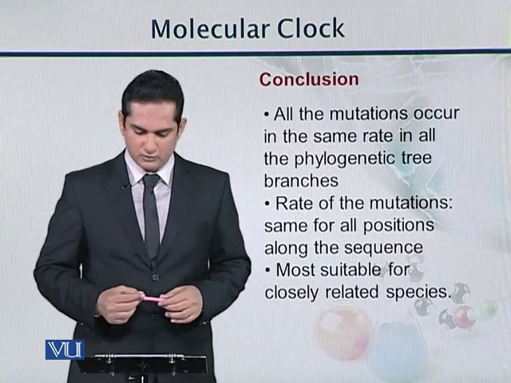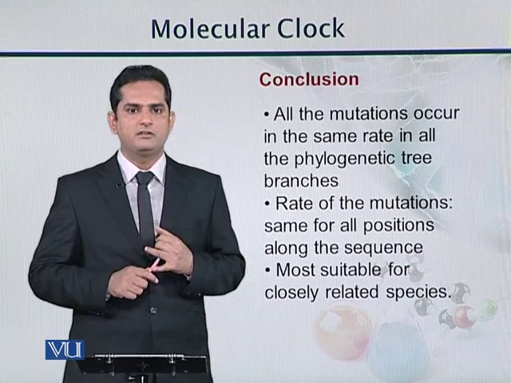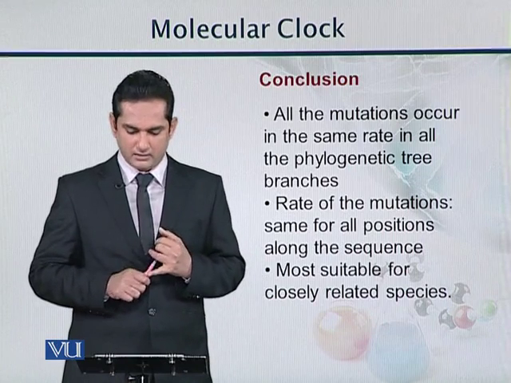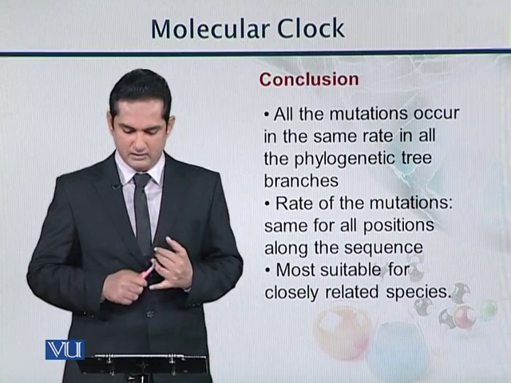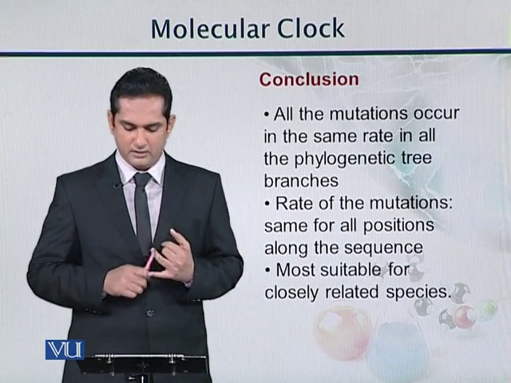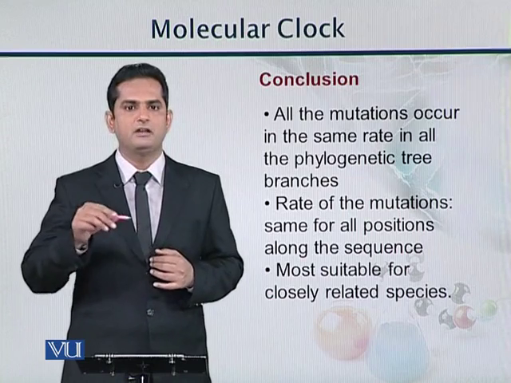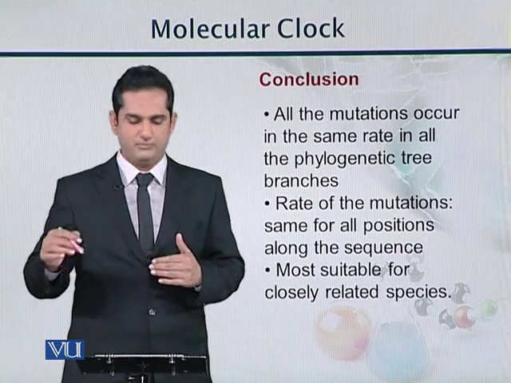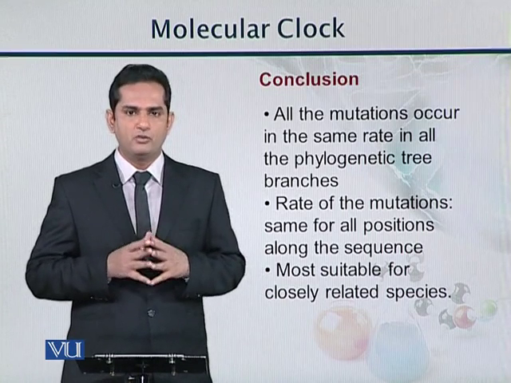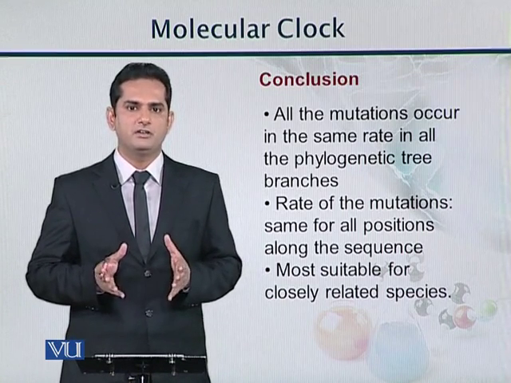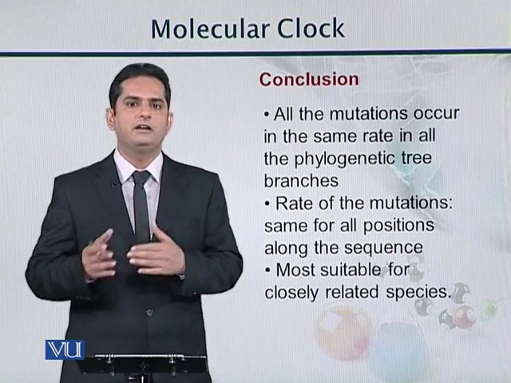So the final conclusion is that all the mutations across macromolecules occur at the same rate in all phylogenetic tree nodes. The other one is that the rate of mutations is the same for all positions along the sequences. And finally, it is most suited for those species or organisms which are closely related to each other.